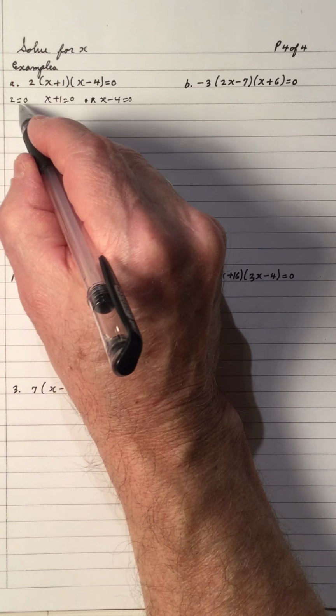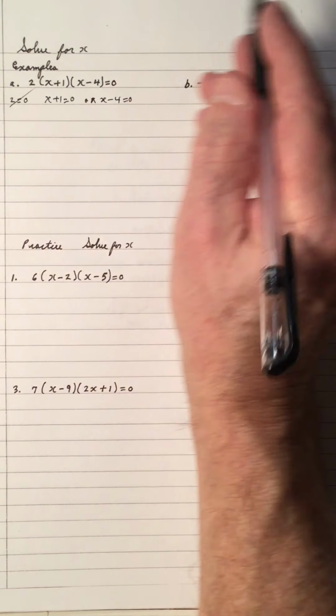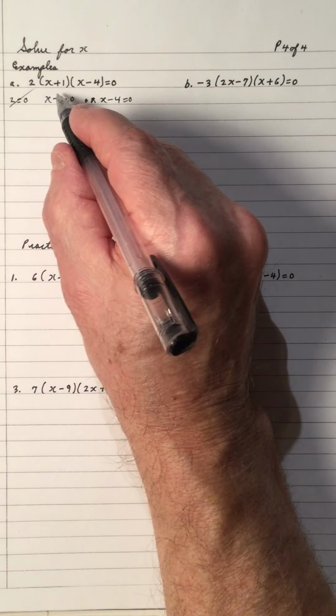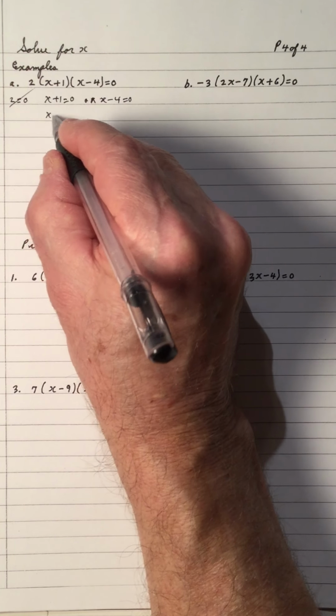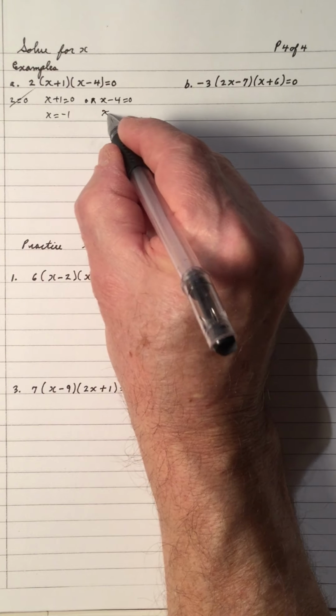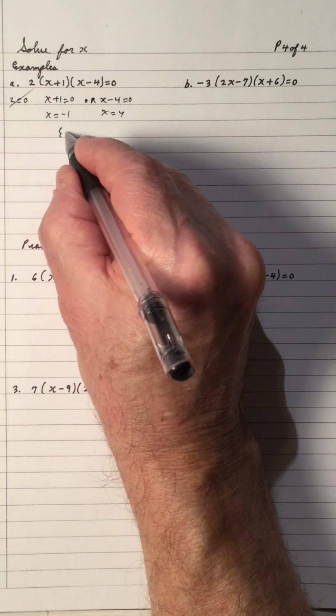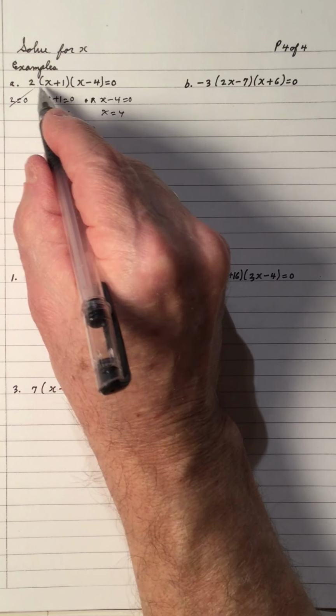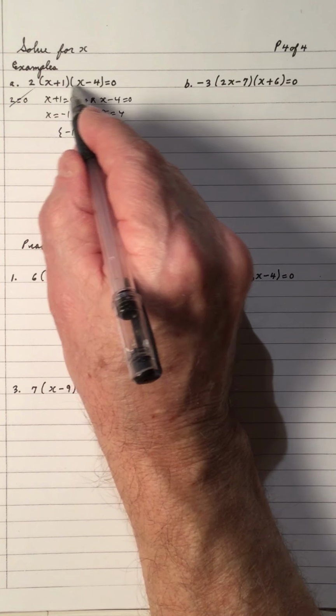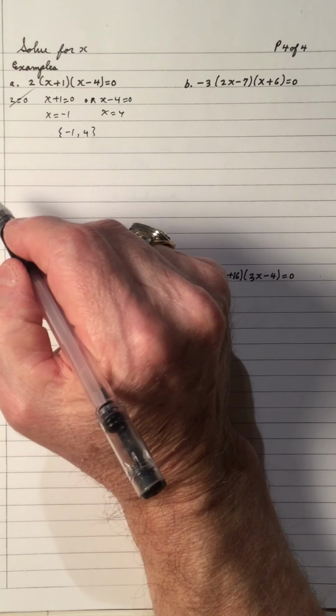How can I say 2 equals 0? I can't say that. So the only solutions are going to be in these two brackets. So x equals negative 1, x equals 4. Again, note, because there's a 2 here, this is a constant. So the zeros are in these two brackets, not in the 2.